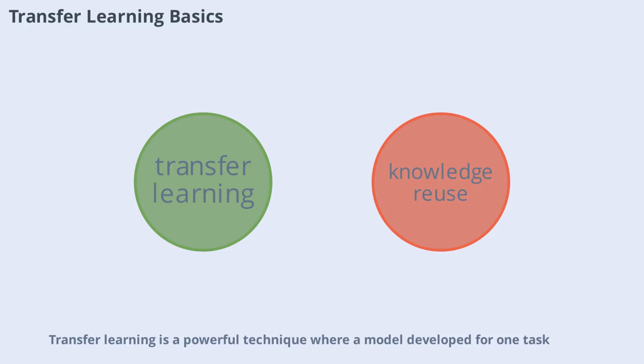Transfer learning is a powerful technique where a model developed for one task is reused as the starting point for a model on a second task. Instead of training a model from scratch, you leverage the knowledge the model has already gained. This is especially useful when you have limited data for the new task. For example, a model trained to recognize animals in images can be adapted to recognize specific breeds with much less data. Transfer learning saves time, reduces computational cost, and often leads to better performance.